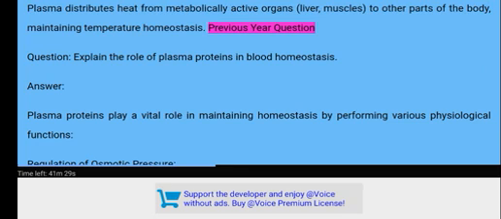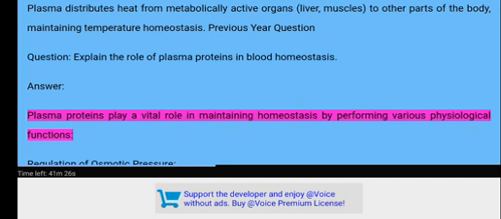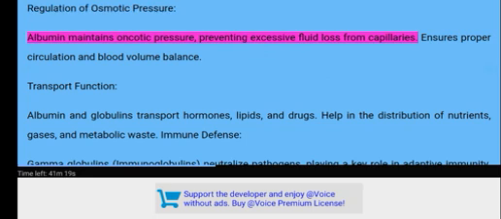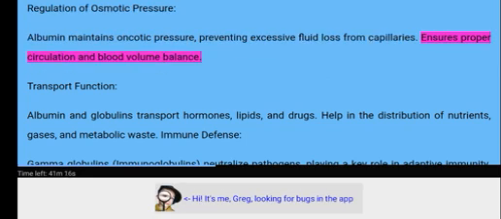homeostasis. Previous year question. Question: Explain the role of plasma proteins in blood homeostasis. Answer: Plasma proteins play a vital role in maintaining homeostasis by performing various physiological functions. Regulation of osmotic pressure. Albumin maintains oncotic pressure, preventing excessive fluid loss from capillaries. Ensures proper circulation and blood volume balance.